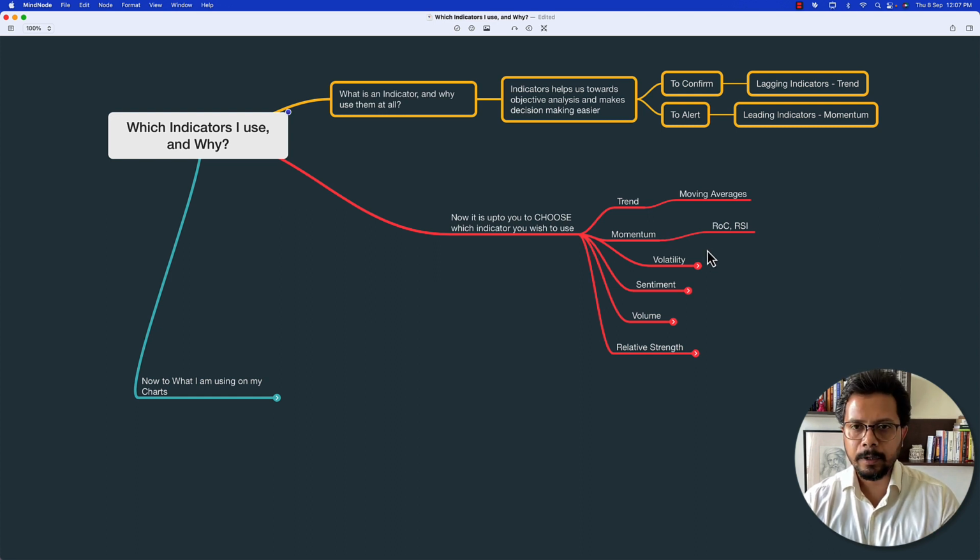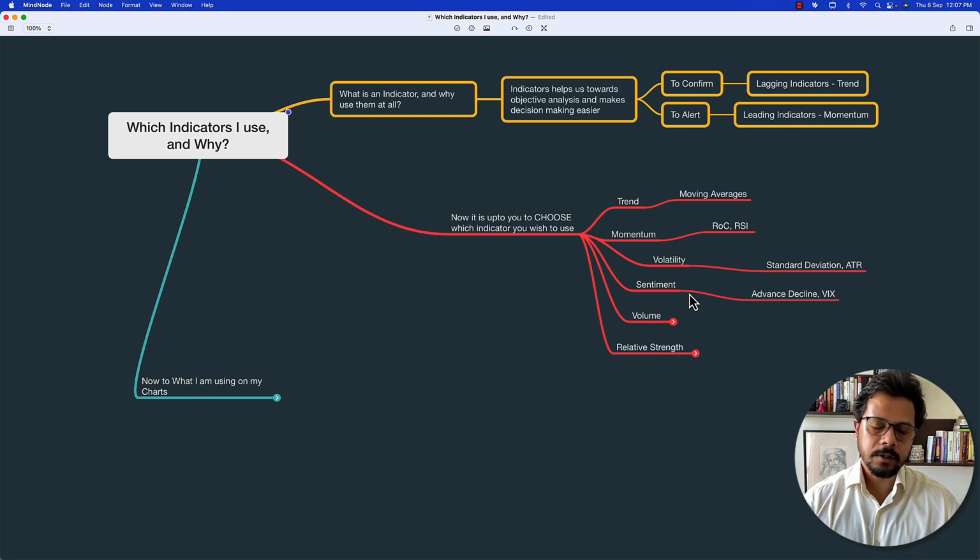There are various momentum indicators. Volatility, you can use something like a standard deviation, which means something like Bollinger Band. Keltner channel can also be useful, or average true range. Sentiment would be advance decline ratio, and you can use the VIX indicator. When you see that the advance decline ratio is quite extreme at one end, it clearly suggests that the sentiment of the market is skewed towards either extreme bullishness or extreme bearishness.